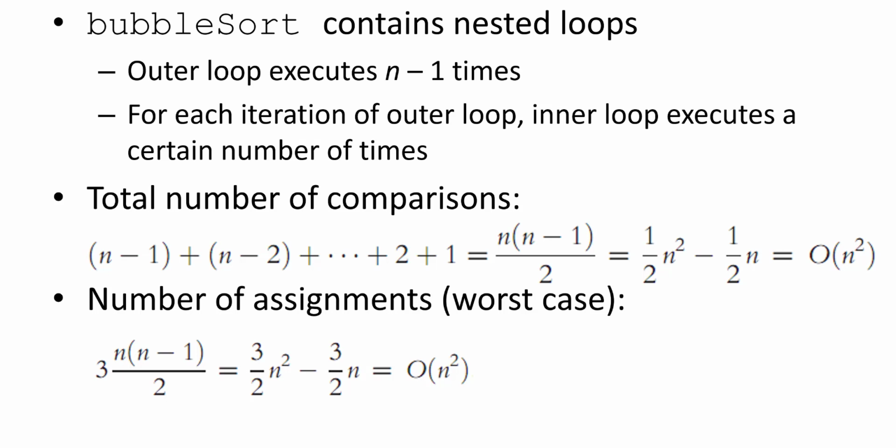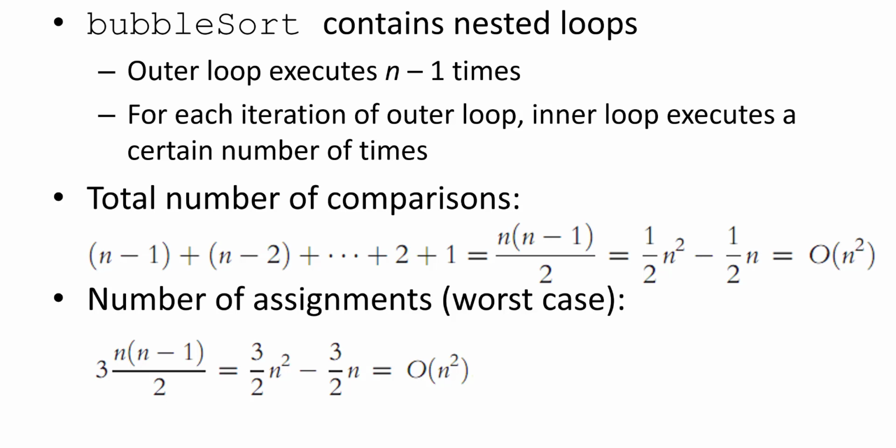Consider the function bubble sort as given in this video. This function consists of nested for loops. Because L is of length n, the outer loop executes n-1 times. For each iteration of the outer loop, the inner loop executes a certain number of times. Let us consider the first iteration of the outer loop. During the first iteration of the outer loop, the number of iterations of the inner loop is going to be n-1. So there are n-1 comparisons.